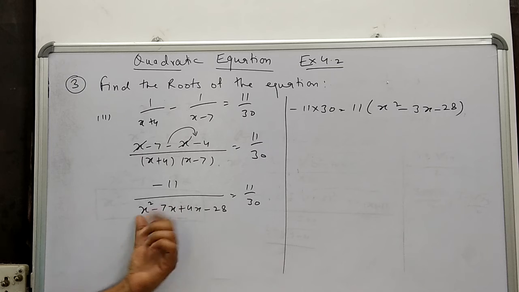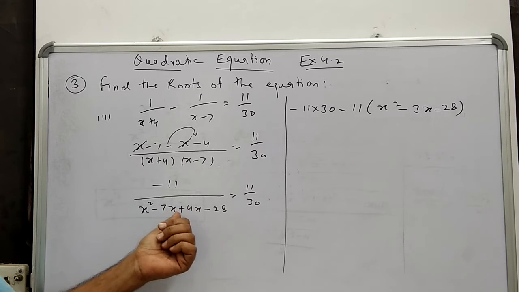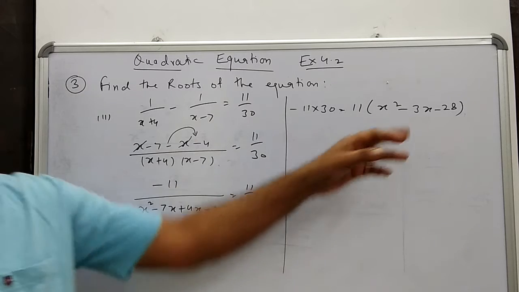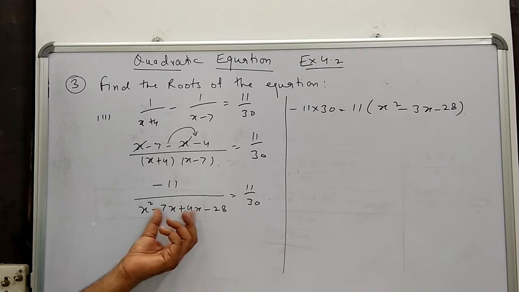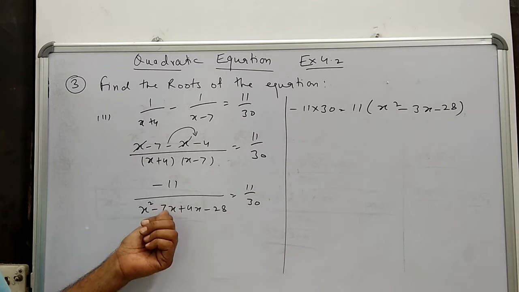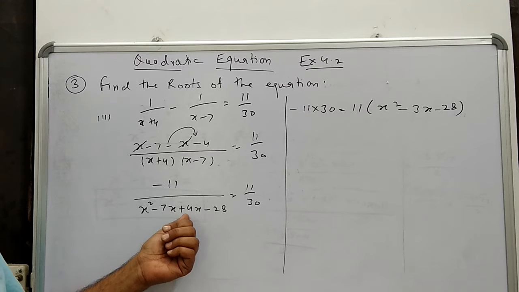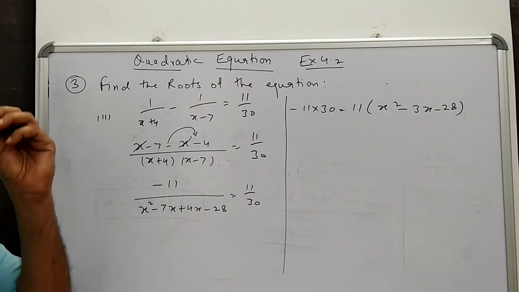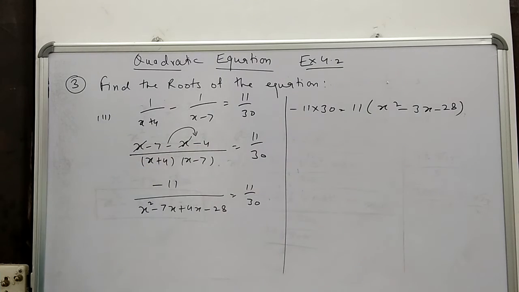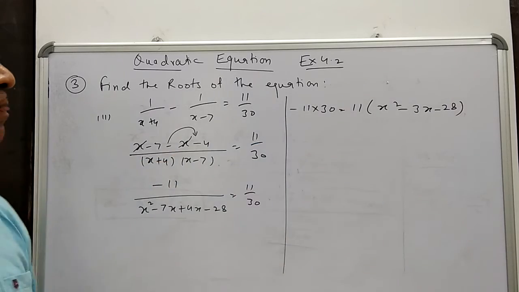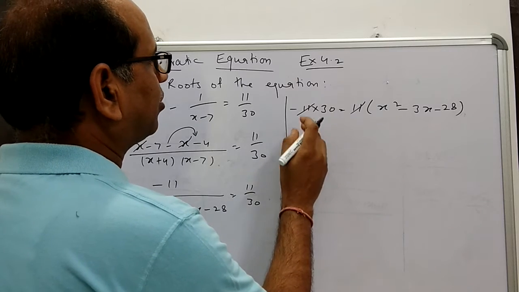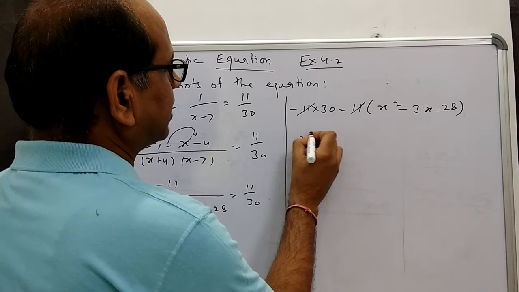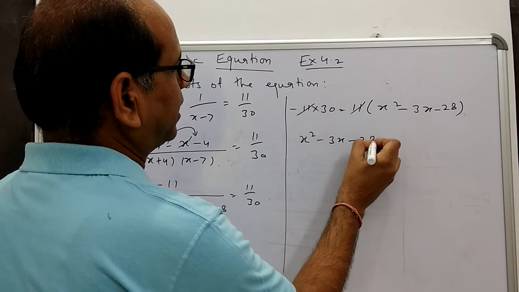Now what will be this? x square plus 3x minus 3, minus 7x plus 4x. So ultimately it is minus 3. It will not be minus 11. Some students make them plus. This 7x is minus and this 4x is plus. So when you add these two, the answer will be minus, and that will be 3x. Now we can directly cancel this 11 by 11 and now it is x square minus 3x minus 28.